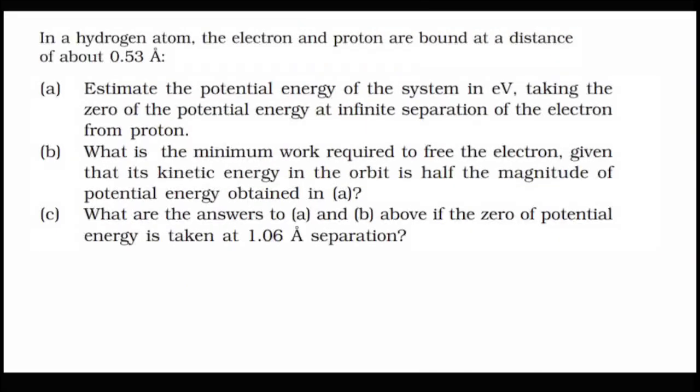The problem is stating, in a hydrogen atom, the electron and proton are bound at a distance of about 0.53 angstrom. The question is, estimate the potential energy of the system in electron volt, taking the zero of the potential energy at infinite separation of the electron and proton. The next one is, what is the minimum work required to free the electron, given that its kinetic energy in the orbit is half the magnitude of the potential energy obtained in part A.